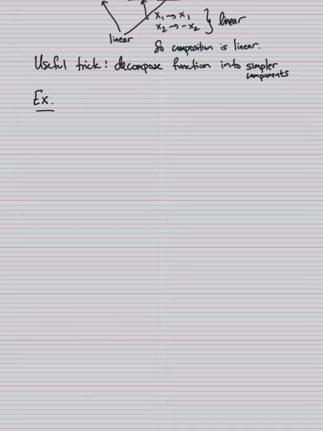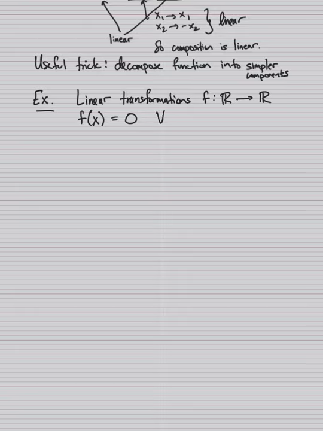Okay, so first, what are the linear transformations from R to R, thought of as real vector spaces? Well, there's always the first one, right? You could just send everything to 0. So f of x is 0 for all x. That's obviously okay.